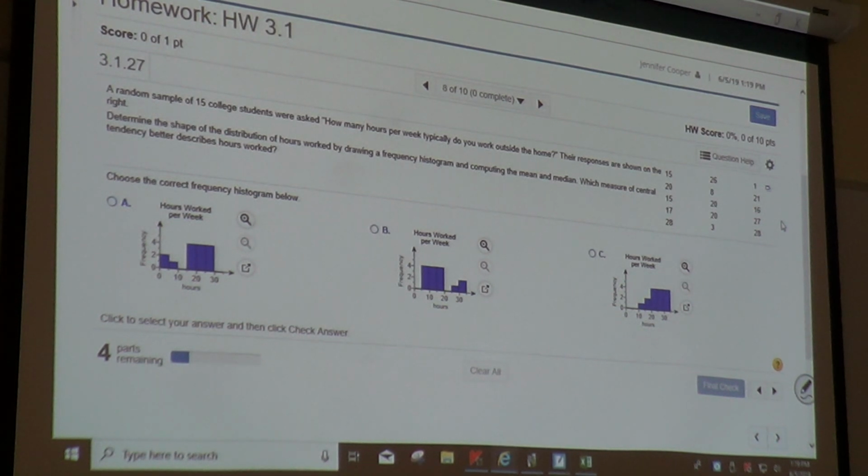So, here's our data. Let's go into our calculator. Let's do stat edit, type in the data. So stat edit, clear your list, type in the data. There's 2, 4, 5, 10. There's 15 pieces of data.